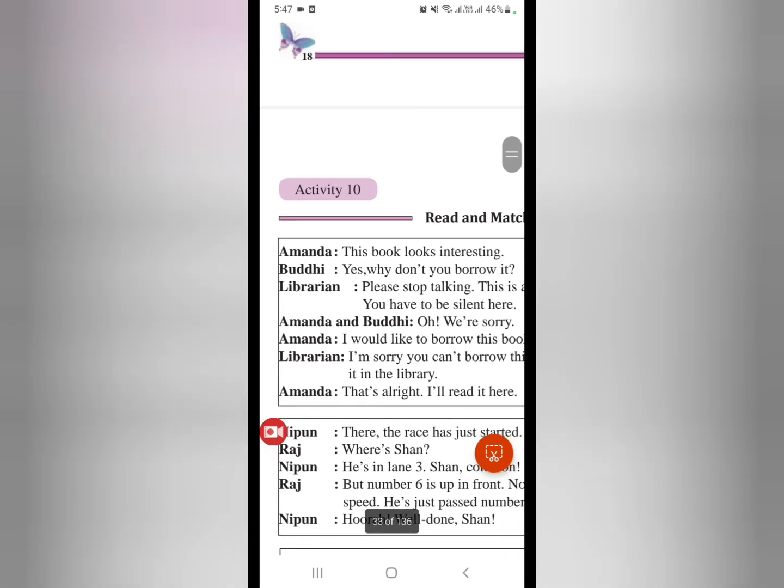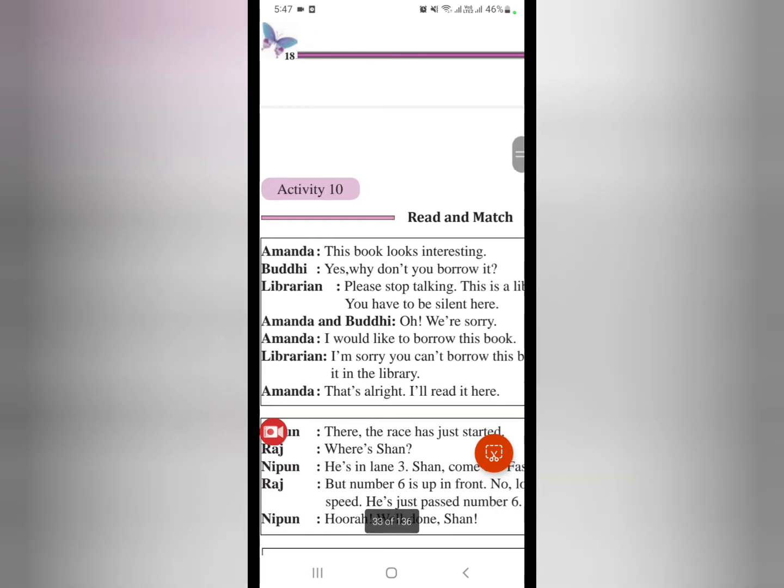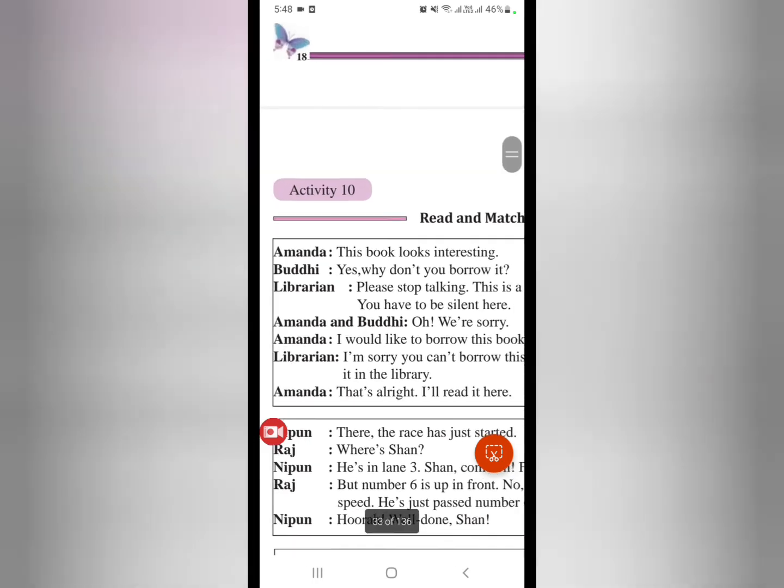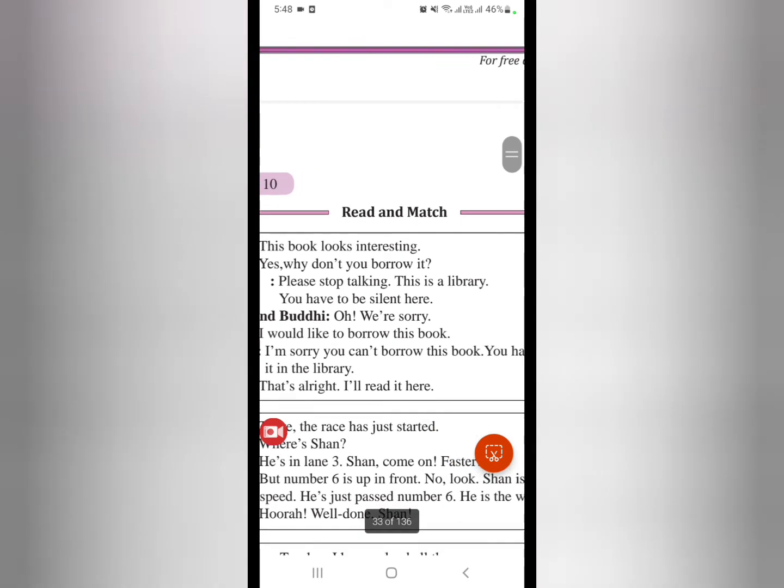Now Amanda is saying this book looks interesting. That means that book tries him to read it again and again. Now Buddhi is replying, yes, why don't you borrow it? Borrow means taking it from a person. Then the librarian is saying, please stop talking. This is a library. You have to be silent here.